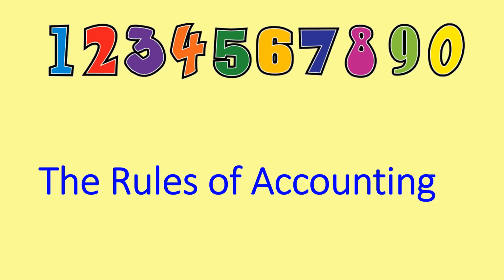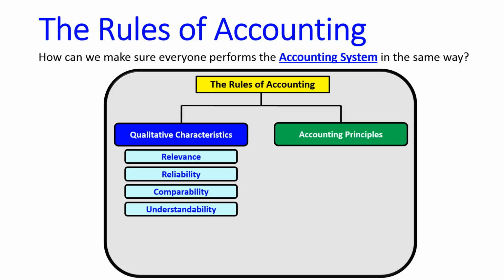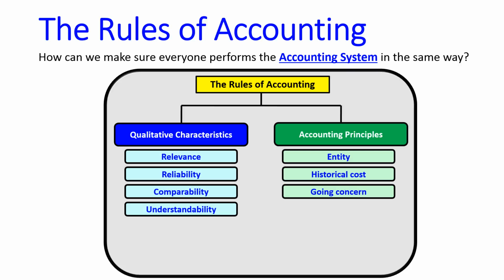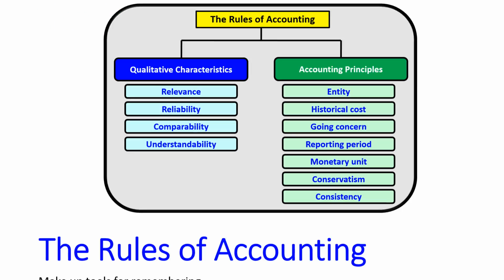The rules of accounting are what basically underpin the entire subject. How can we make sure that the accounting system is done in the same way, so every business is playing by the same rules? We divided that into 4 qualitative characteristics and 7 accounting principles. We'll go through those in separate videos. There's no point trying to do them all in one.